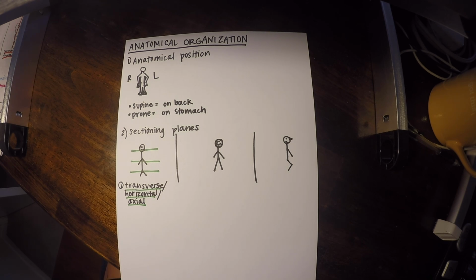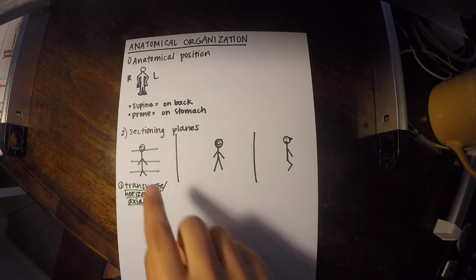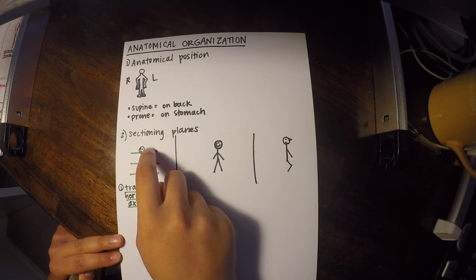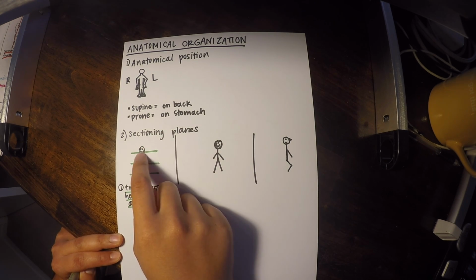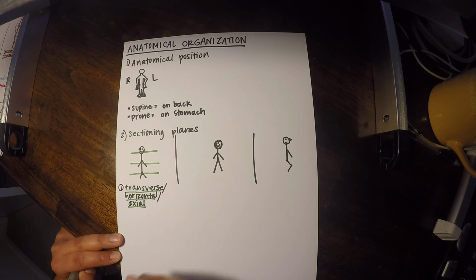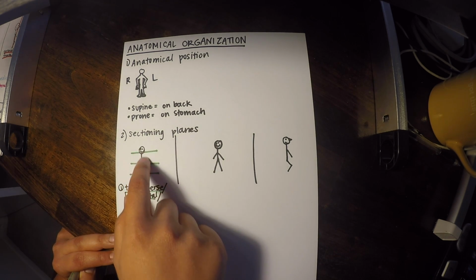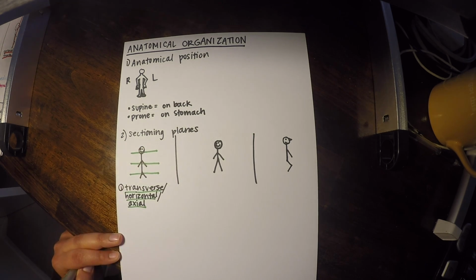But for now, just know that we're using different planes, and this one divides the body into the upper or superior portion and lower inferior portion. But I have 3 different green lines because you can talk about the transverse plane in any area of the body. So I just drew 3 as an example.